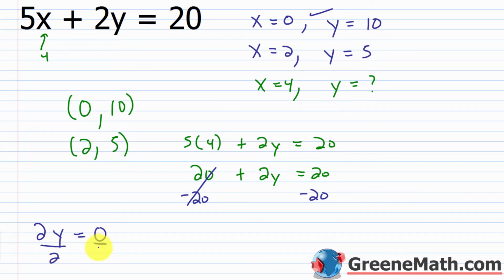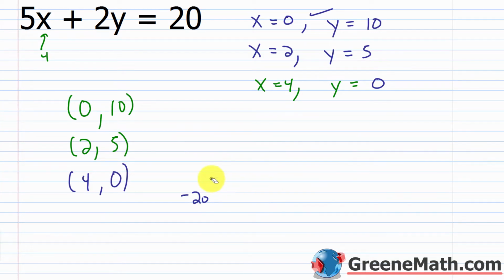Divide both sides by 2, and we'll get that y is equal to 0. So if x is 4, y is 0, or as an ordered pair, it's 4 for the x value, comma, 0 for the y value. All right, so in the last lesson, we talked about how to plot the ordered pairs. So let's go down to the coordinate plane, and we're going to do that.